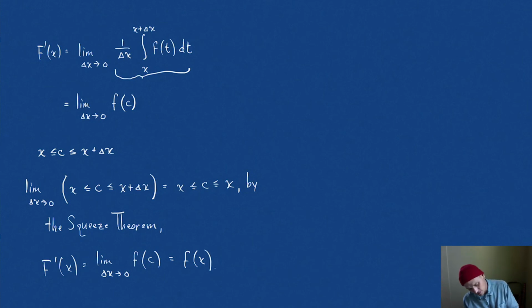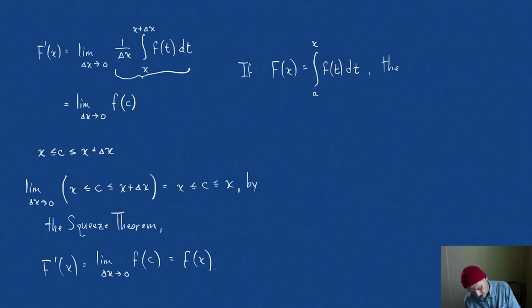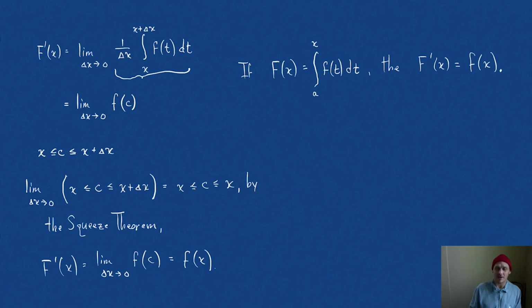We needed to prove that opening statement, that if capital F of x is equal to the integral from a to x of f of t dt, then the derivative of F, F prime of x, equals f of x. And that is what we have done. That is part 1 of the Fundamental Theorem of Calculus. I hope that helps. Thanks for watching.